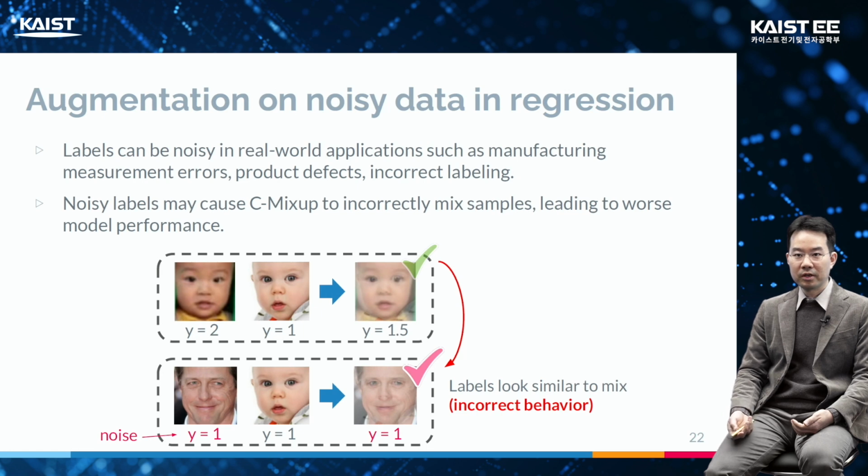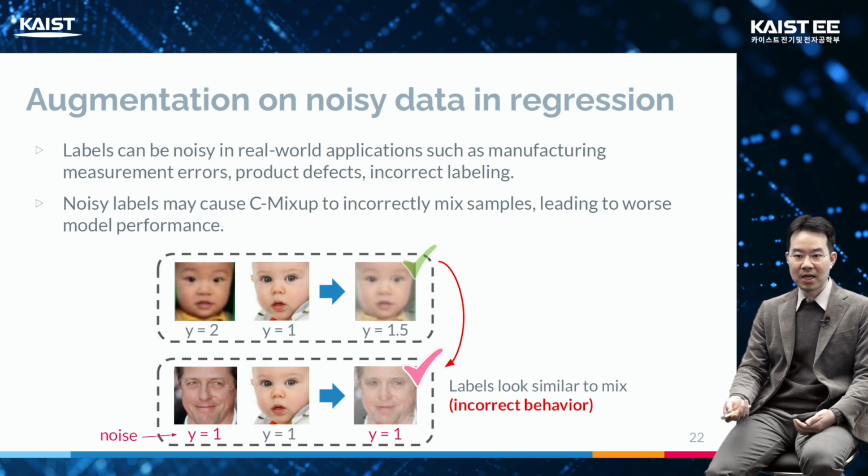So this is a great work. However, C-Mixup is not really designed to operate on noisy data, which is the focus of our research. Labels can indeed be noisy in real-world applications, such as manufacturing, where you might have a lot of measurement errors, product defects, and incorrect labelings. And noisy labels may cause C-Mixup to incorrectly mix samples, leading to worse model performance.